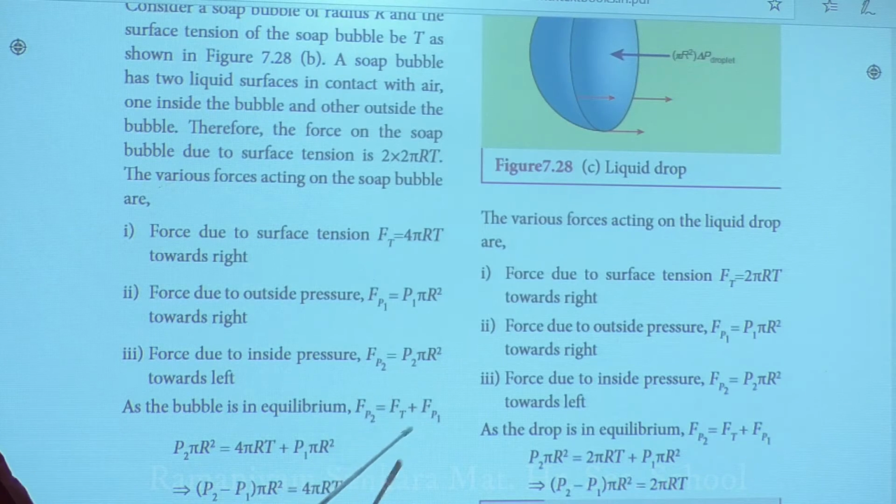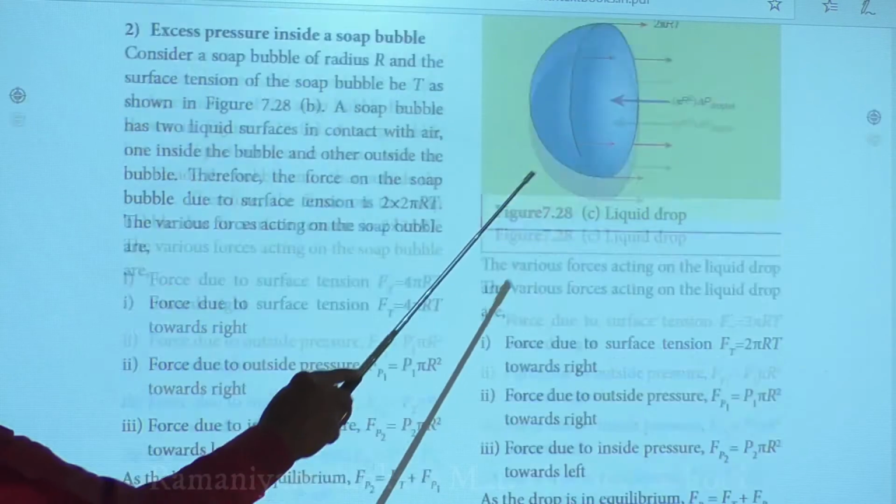Now we have to remember this formula. Pressure outside equal to force for surface plus pressure inside. This formula you have to remember. Okay, substitute for this one. Bring it here: P2 minus P1 into pi r square equals 4 pi r T. Bring the pi r square down, pi cancel, r cancel: 4T by capital R. Remember there it was 2T by capital R, here 4T by capital R.